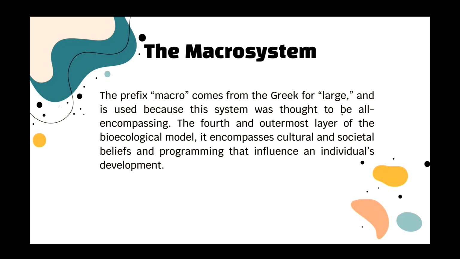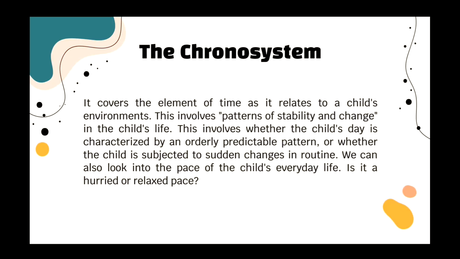So, next we have the chronosystem. So, chronosystem covers the element of time as it relates to a child's environment. This involves patterns of stability and change in the child's life. So this involves whether the child's day is characterized by an ordinarily predictable pattern or whether the child is subjected to sudden changes in routine. So we can also look into the pace of the child's everyday life.